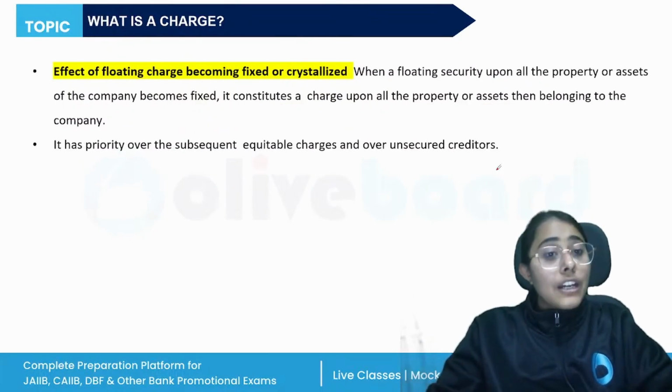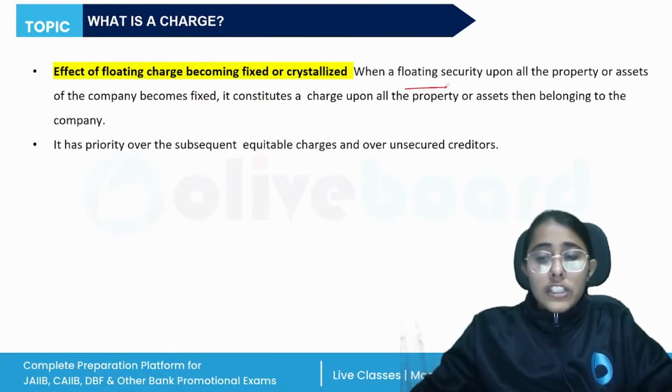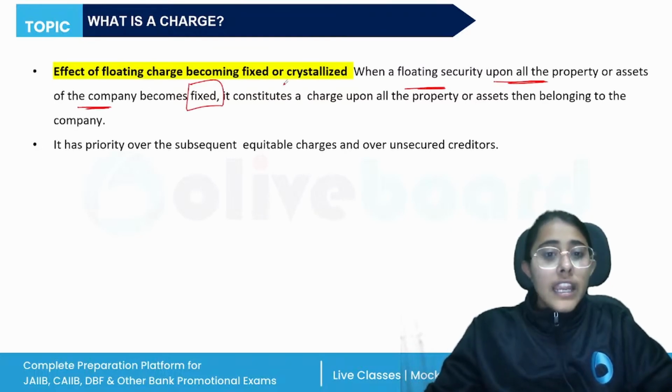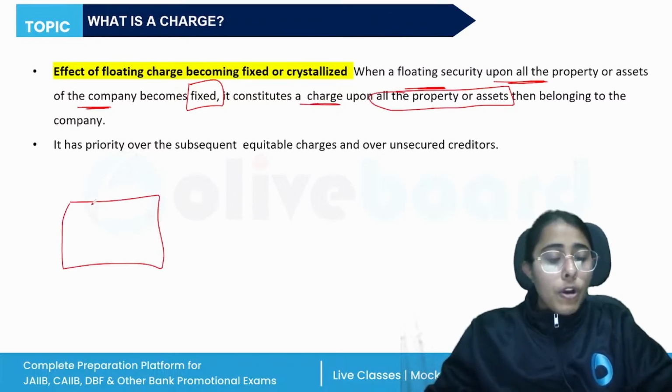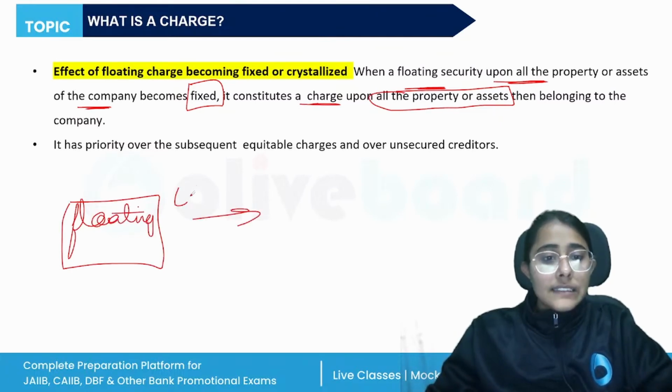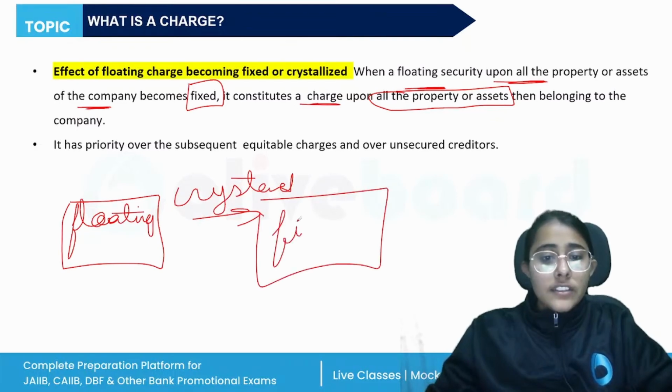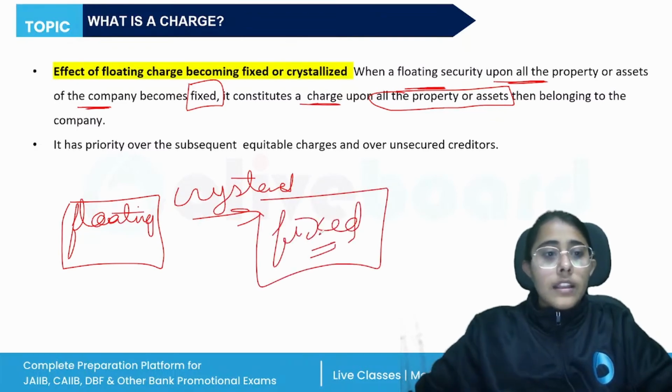What will be the impact of a floating charge becoming a fixed charge? So when a floating charge upon all the property or assets of the company becomes fixed, it constitutes a charge upon the property or assets. When on all the properties the floating charge was created and now it is getting crystallized, now on all the property the fixed charge will apply. Then all the property belonging to the company will come under the fixed charge.